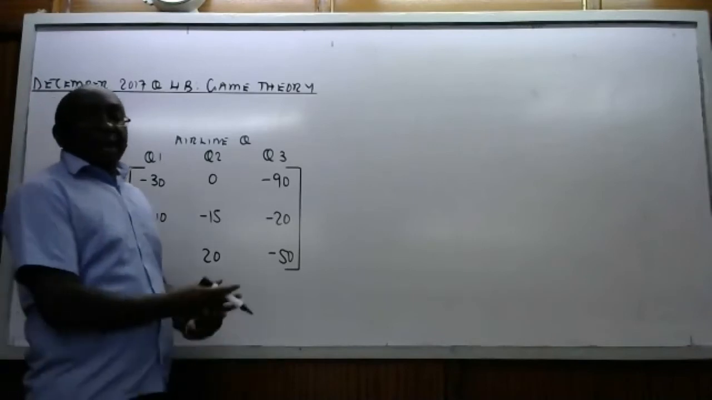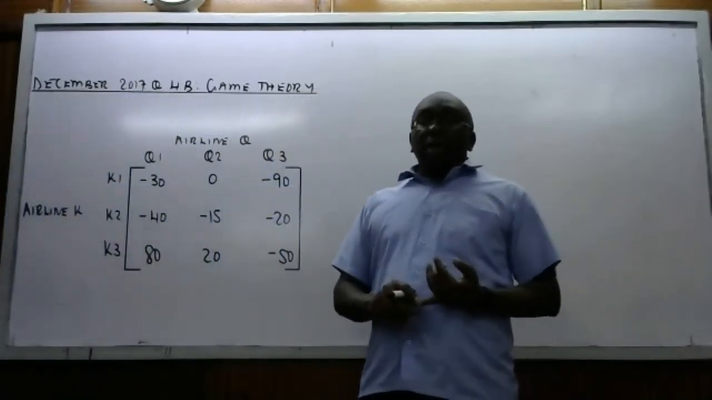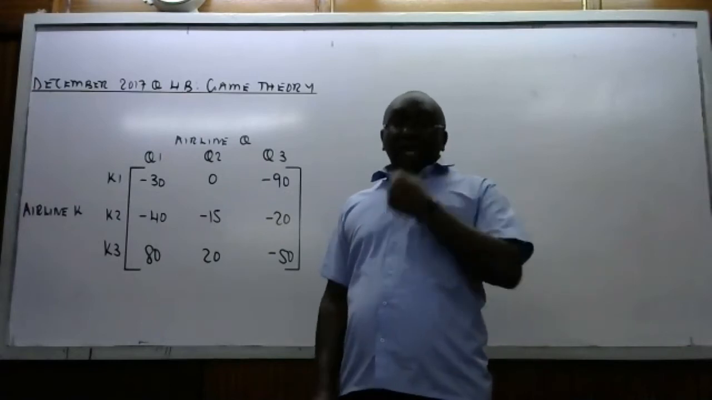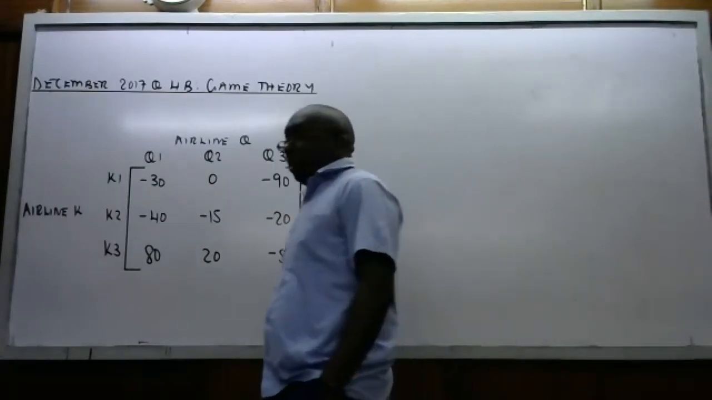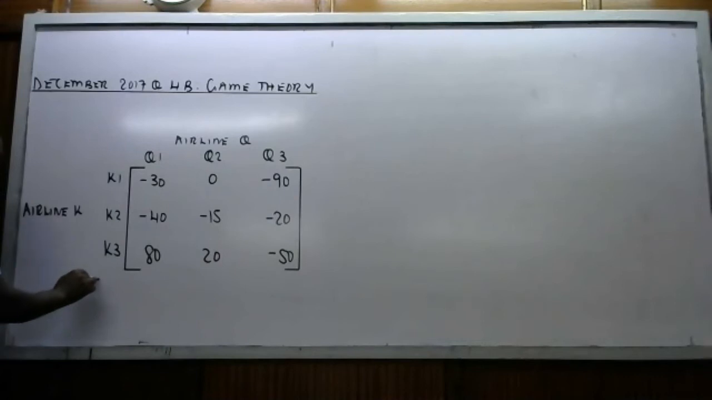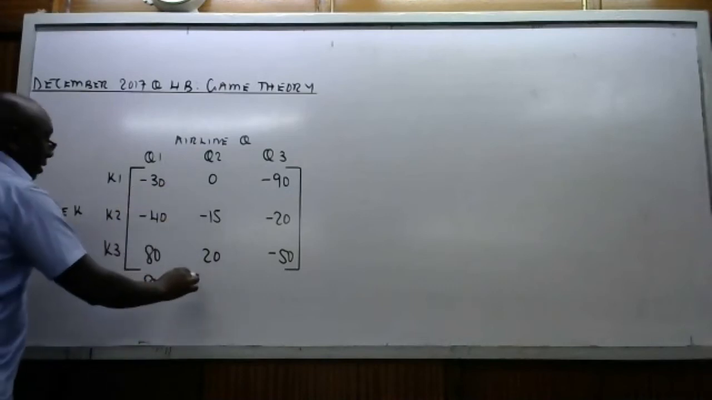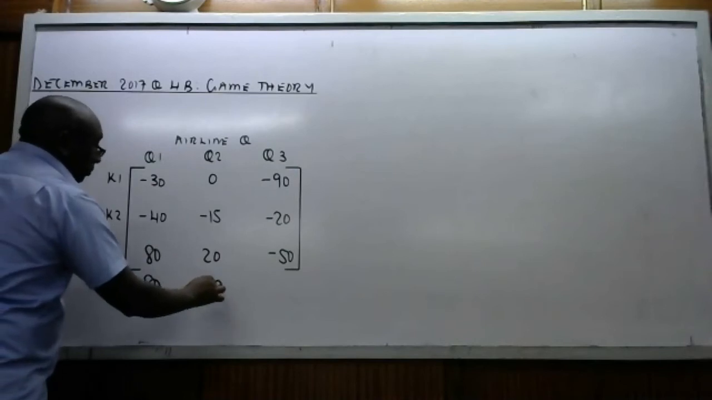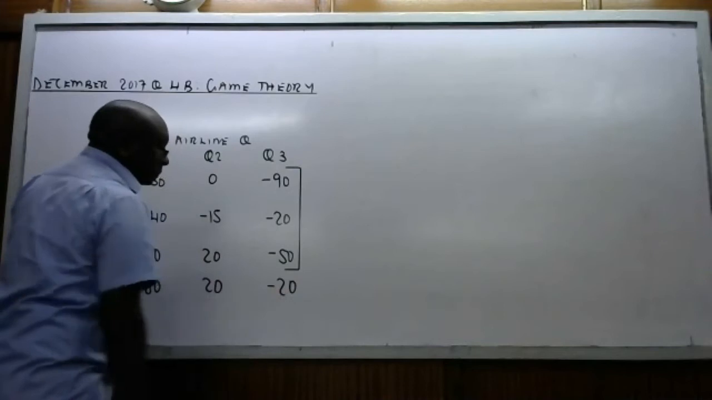So I told you the first thing is to start. Once you start, you check whether there is a saddle point. And the saddle point is checked this way. You come to this side, you extract the maximums. So the maximum here is 80. The maximum here is 20. And the maximum here is minus 20.